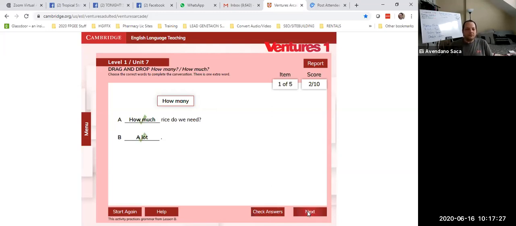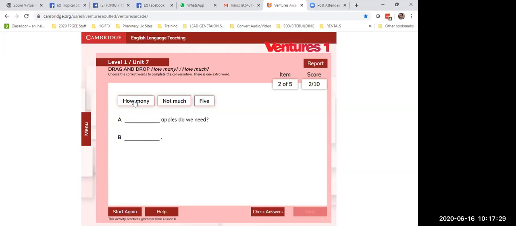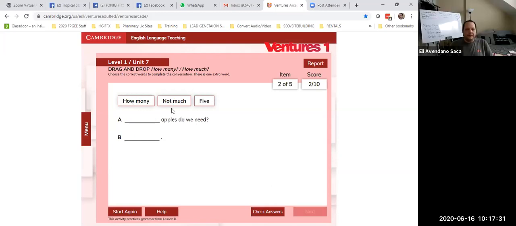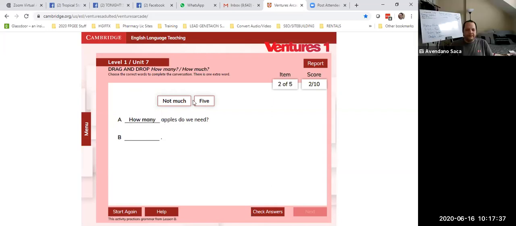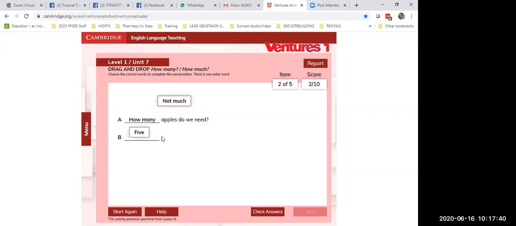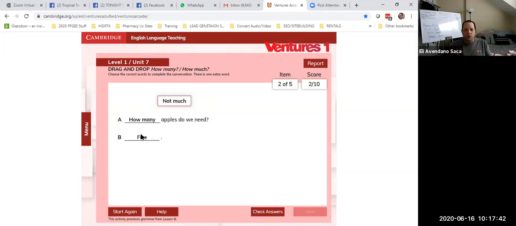Next. Five. How many? Not five. What goes here? How many? Okay. And the answer is? Five. Very good. Five, right? Because we can quantify. They're quantifiable. Very good. All right.